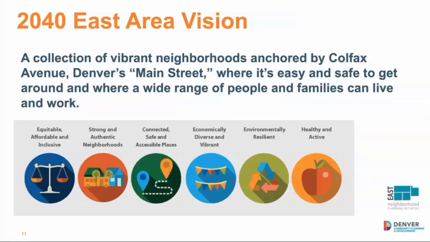So how we start an area plan is to develop a vision. And so think of the vision as kind of the long-term outcomes that we're intending to achieve. And by long-term, we typically mean about 20 years out. And so the general vision for the East area, based on what we've heard from the community members, is people really like the idea of Colfax being a Main Street pedestrian-friendly place and a destination where it's easy and safe to access it, and our neighborhoods themselves being inclusive and a place where a wide range of families and other residents can live and work.